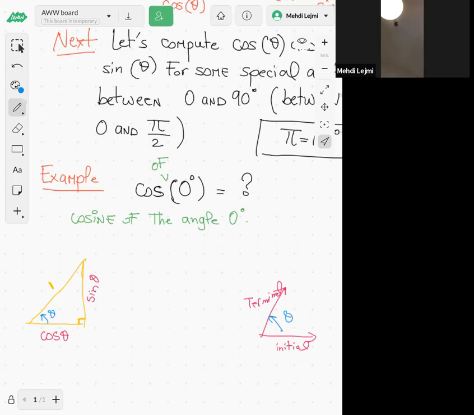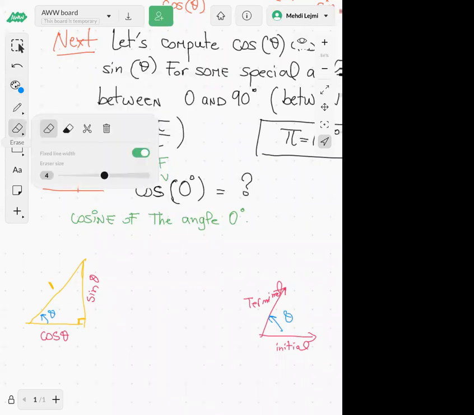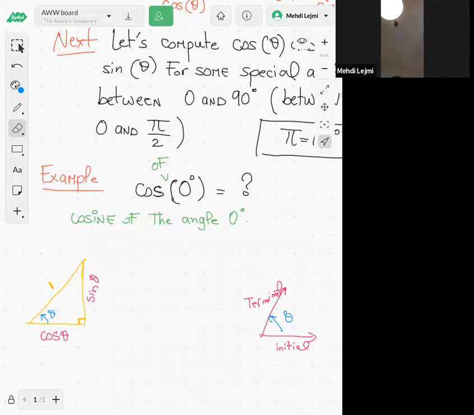Now, when you say the angle is 0, it means that the terminal side would coincide with the initial side. They are the same thing, the same segment or the same arrow, right? So, Professor, terminal meaning ending? Yeah, ending. Terminal means ending, yes.